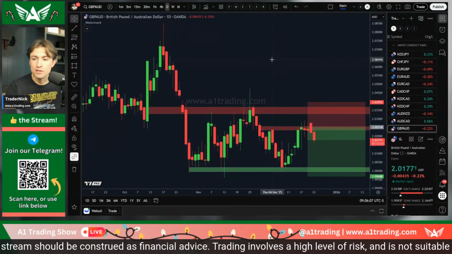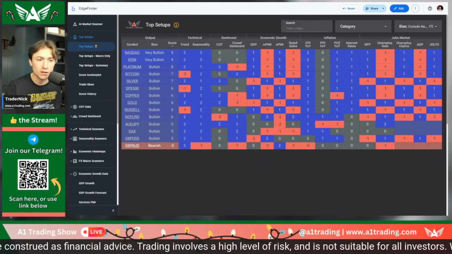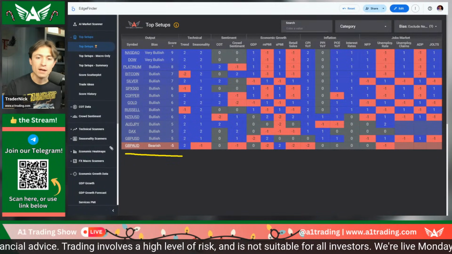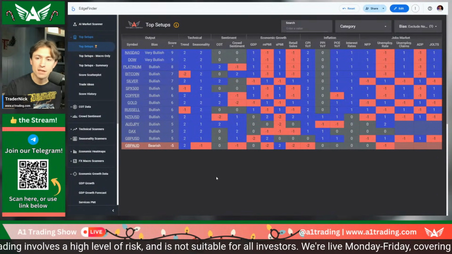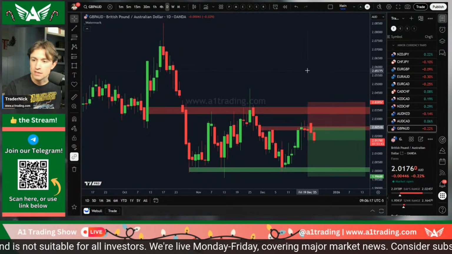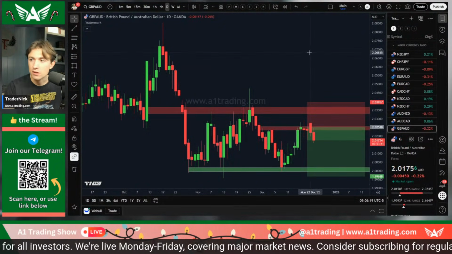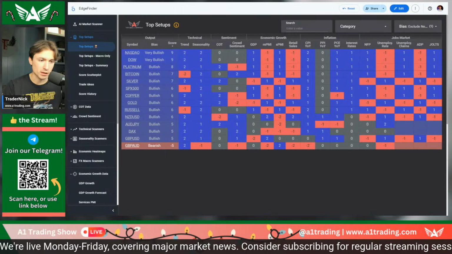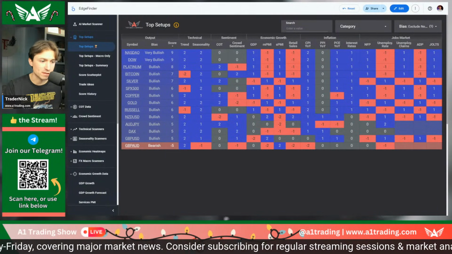I'm short on this pair. It was a top setup on the Edge Finder, went short a few days back. We'll see. I may take a partial profit on this one on pound Aussie, but I do like the downside here. It's not the strongest bearish reading. That's what I'm talking about. Potentially taking a little bit off, just take some profits on it.